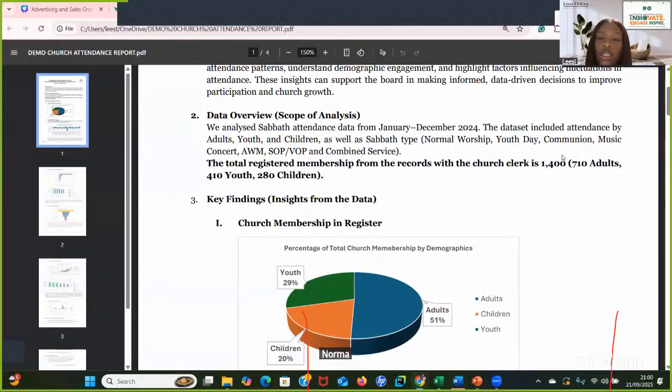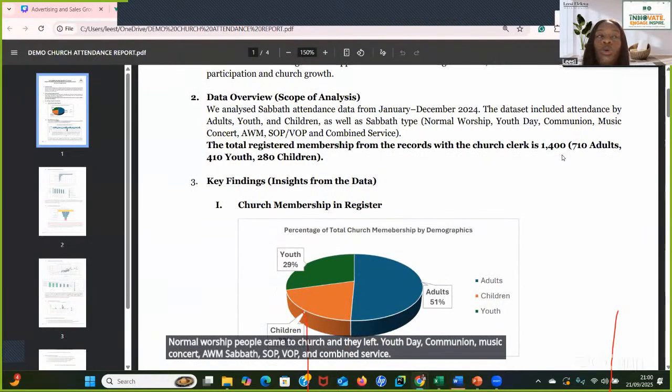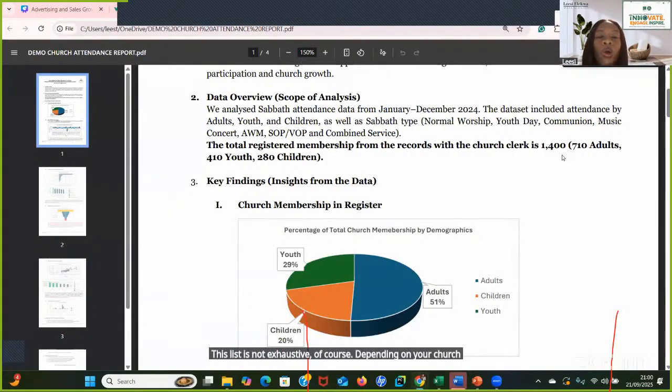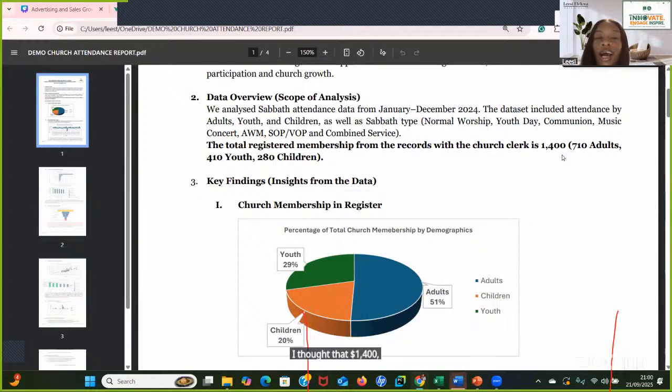People came to church and they left. Youth day, communion, music concert, AWM Sabbath, SOP, VOP, and combined service. This list is not exhaustive, of course. Depending on your church, you can tailor the Sabbath types. Now, the total registered membership on the records with the church clerk is 1,400. Out of that 1,400, 710 are adults, 410 are youths, and 280 are children.